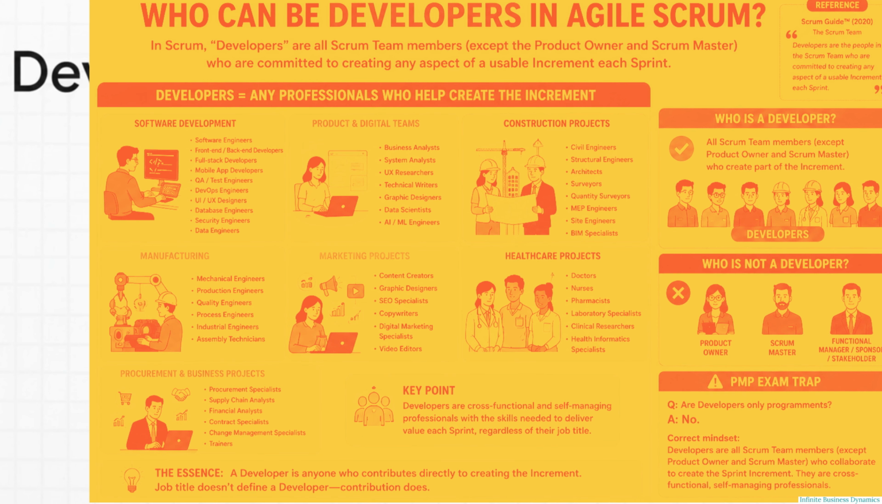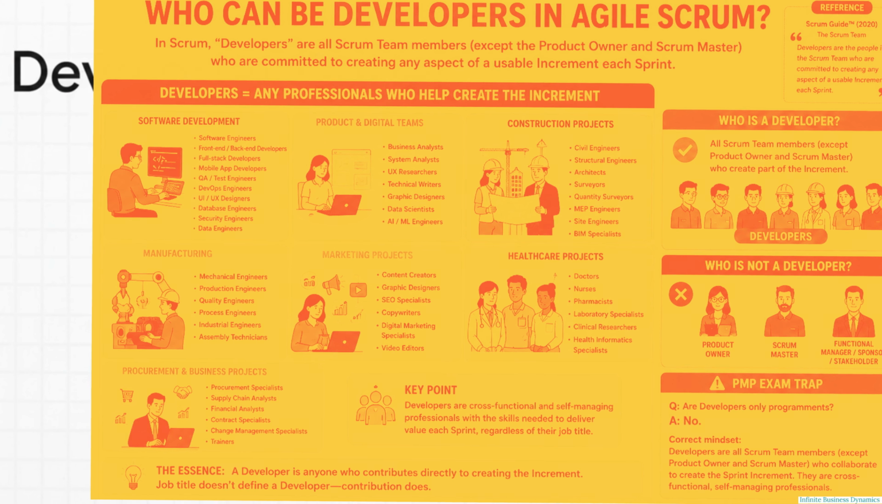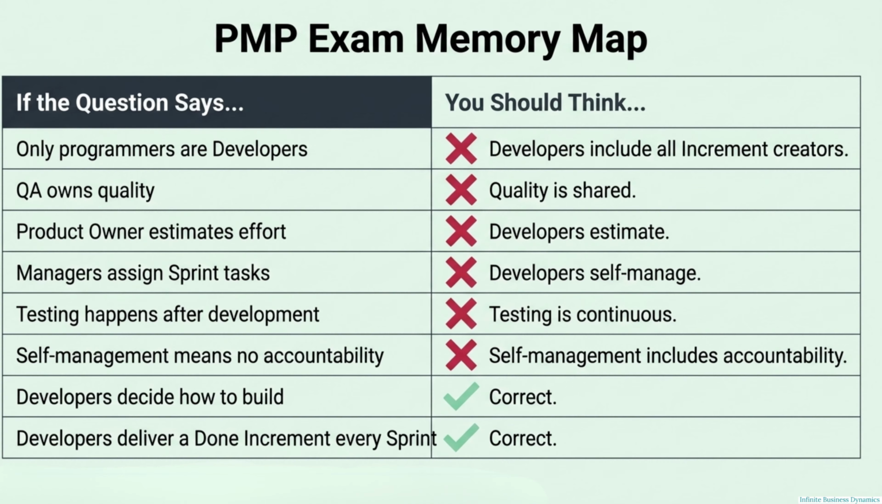They're cross-functional, they're entirely self-managing, they handle their own daily sprint backlog updates, and they collectively own the quality of the work. I want you to lock this memory map right into your brain for exam day. First, regarding quality, there's absolutely no separate QA department inspecting work at the very end of a phase. Quality is built in continuously and the developers collectively own it.